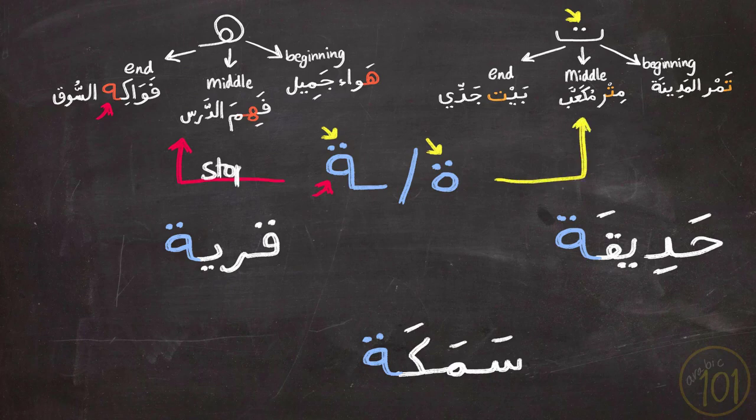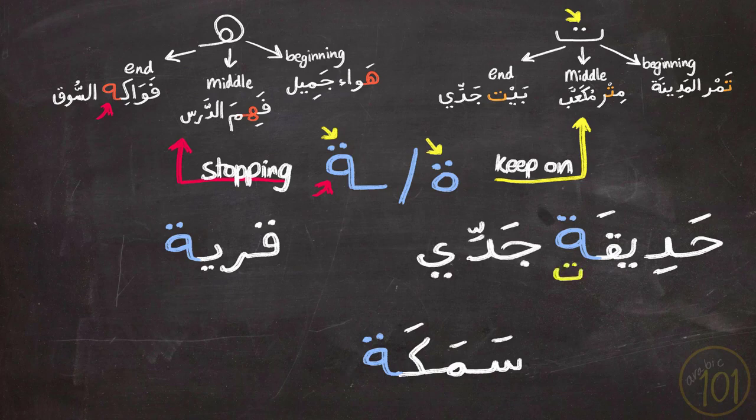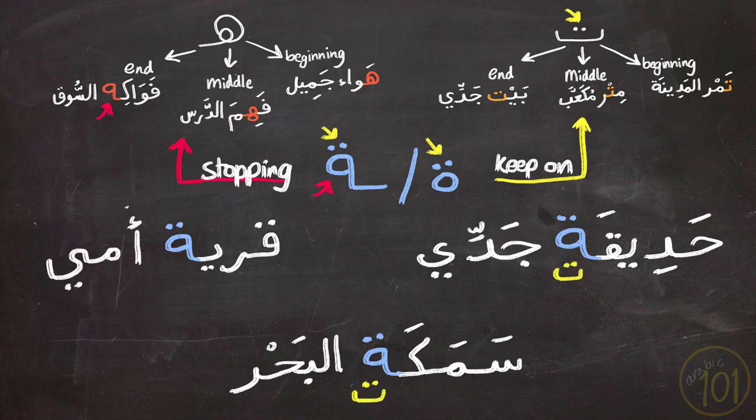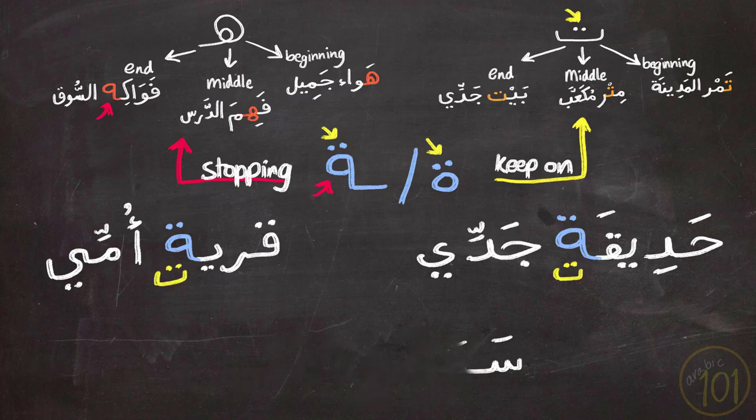So how does that work? If you stop at the word, you pronounce it as a ha. So you would say حديقة, سمكة, قرية. But if you keep on reading, you pronounce it as a ta, and you would say حديقة جدي, سمكة البحر, قرية أمي. So here we pronounce the ta مربوطة as ta when we kept on reading.